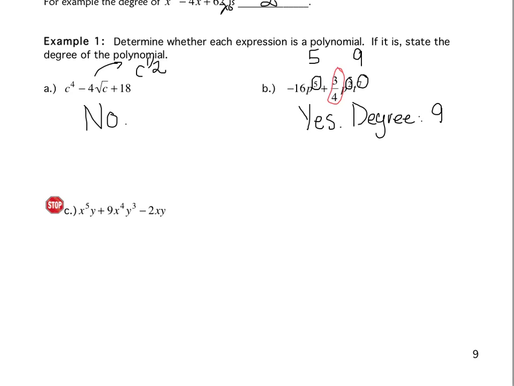Okay, go ahead and try part C on your own. Pause the video and then check your answer. Okay, so for part C, you should have gotten that it is a polynomial. There's no division by any variables to a positive degree. All the coefficients are whole numbers, so the degree there is 7. If you do not understand how that answer was obtained, make sure to ask your teacher.